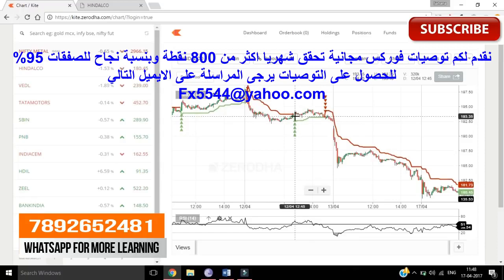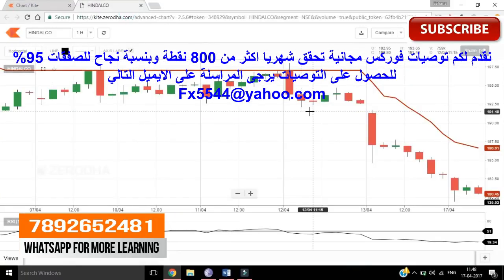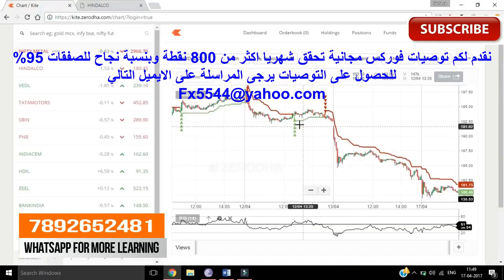Let us check on 12th, around 12:45. This is 12th, 12:45, somewhere over here. Okay, between these two, still it's below the line. So here you got a buy signal, but the RSI is below, so you should not buy this stock.